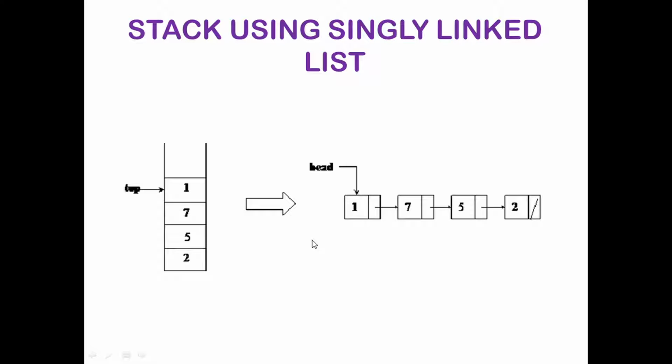So if I call pop operation, I have to remove the head. That means we are removing the topmost. We have to remove the head node, and this second node will become the head node. If I call push operation, then the new node will be made the head node, and the new head node will be connected to the previous head node. So this way we can do this. And I can show an example for this.